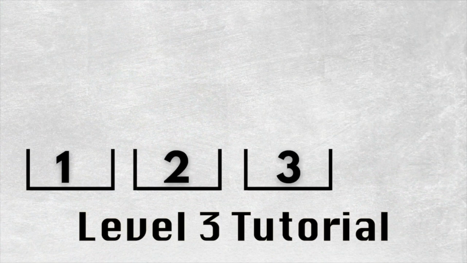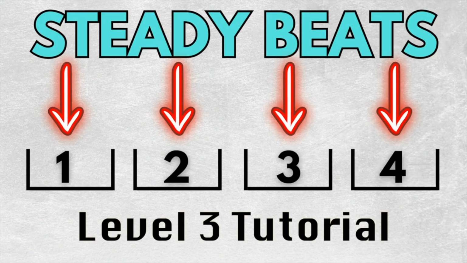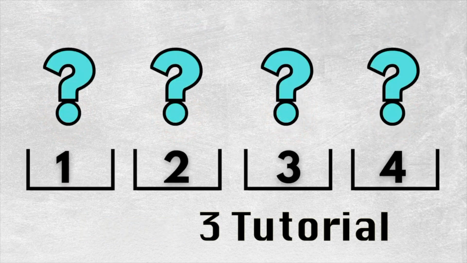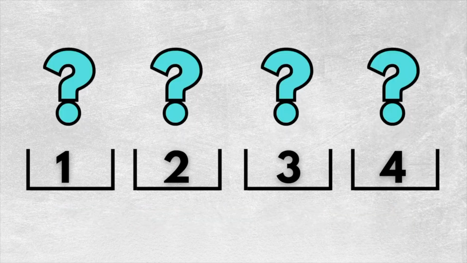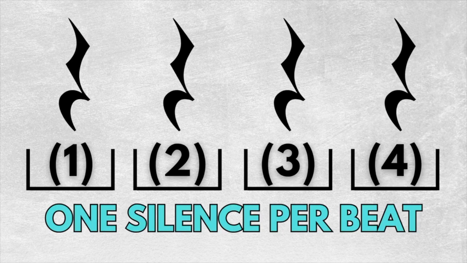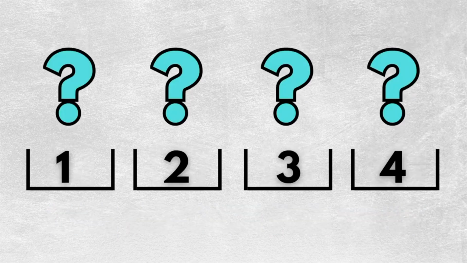There are an almost endless number of ways you can divide up a measure of 4 steady beats. You can fill up each of these beats with sound by using quarter notes. Or you can fill up each of these beats with silence by using quarter rests. Or you can put 2 fast sounds inside of each beat, dividing them in half by using eighth notes.